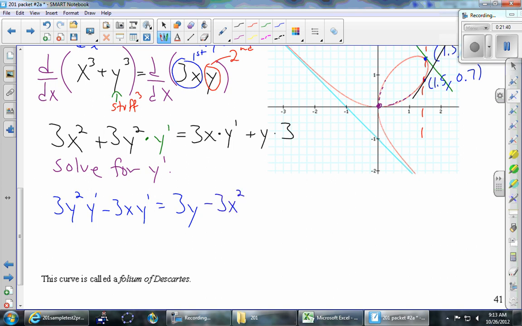So make sure you're okay with that algebra. So the thing without the y prime goes over here. The thing with the y prime goes to the left. You could choose to move them to the right. Doesn't matter. Everybody okay with those 4 things? They're still all there?